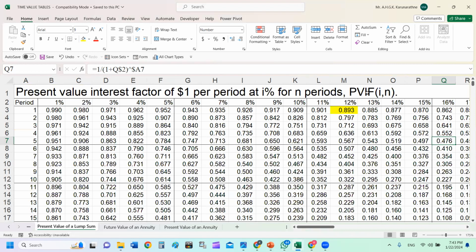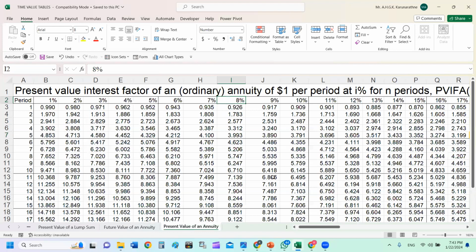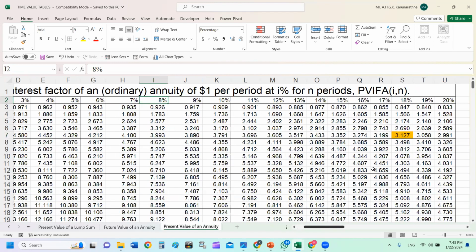This is our present value interest factor table. These are the tables we want. We want to use the present value interest factor annuity table. This is the future value table. What we need is the present value of an annuity. Here, PVIFA, at 18% and 5 years.